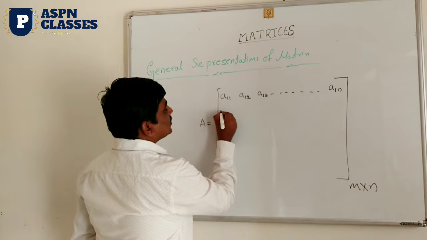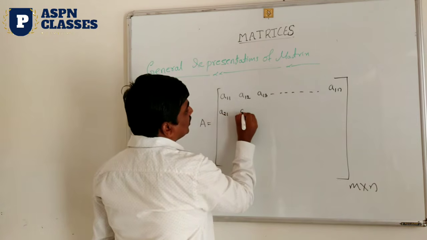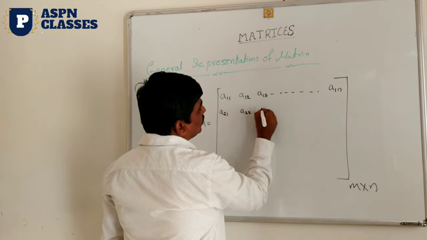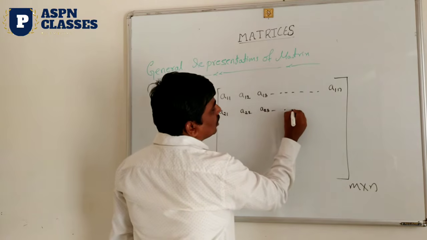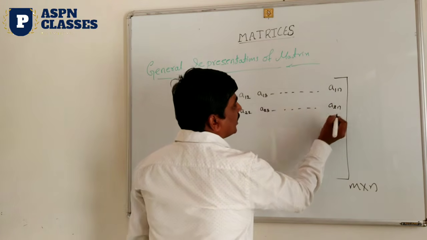Similarly, the second row: A21, A22, A23, and so on up to the last one, A2n. Correct?